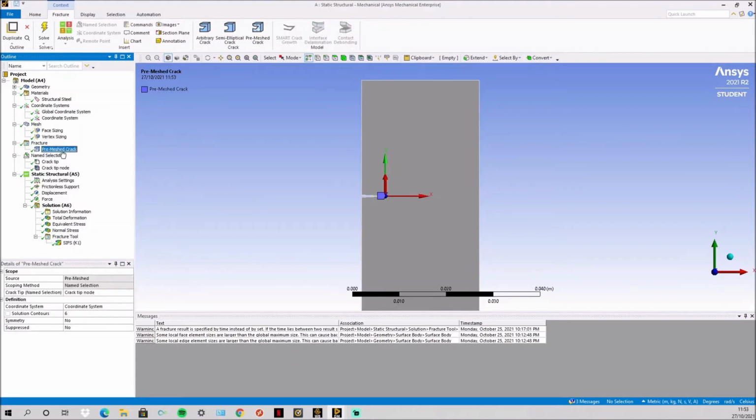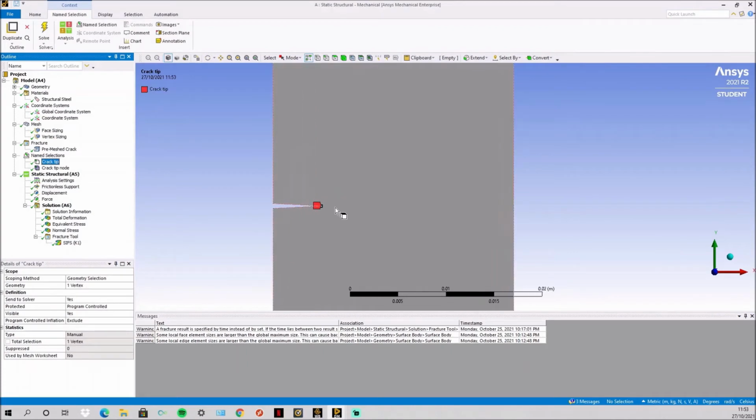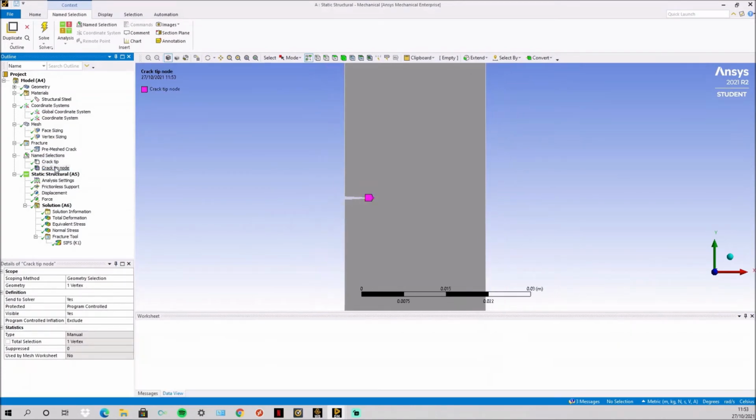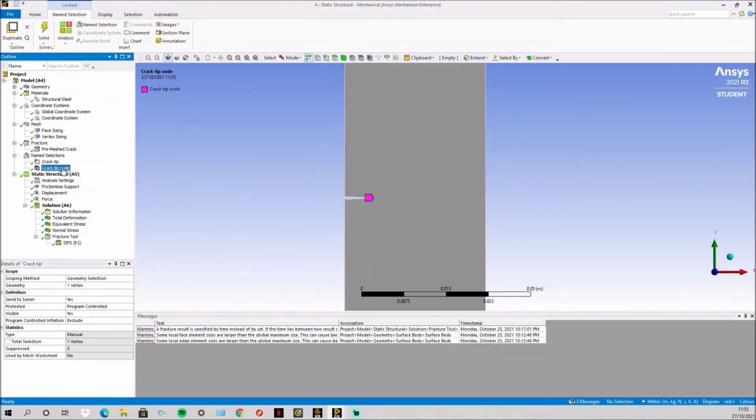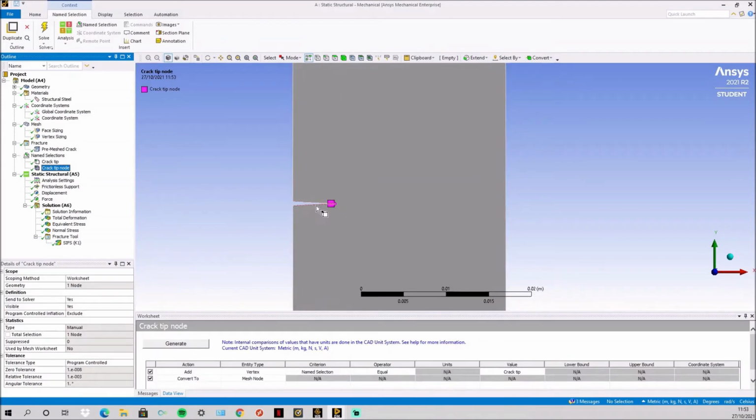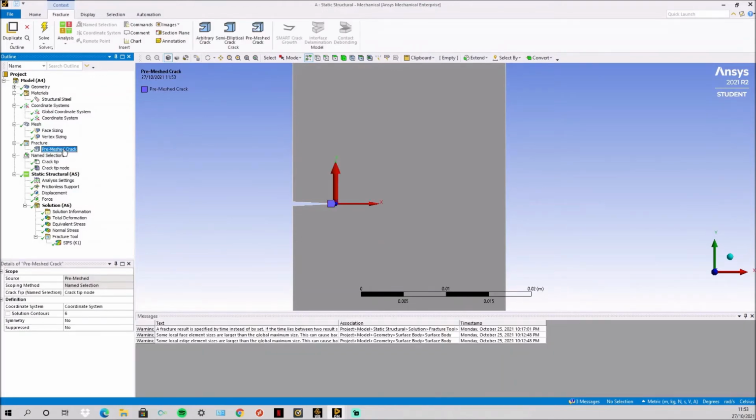So first we need to mesh the crack. So first we make a name selection at this vertex, at the tip of the crack, and then we get a nodal from this name selection. So now there's this vertex here, the exact tip of the crack. This now has a node which feeds into the pre-mesh crack. So we select this crack tip node, and the coordinate system we've created.